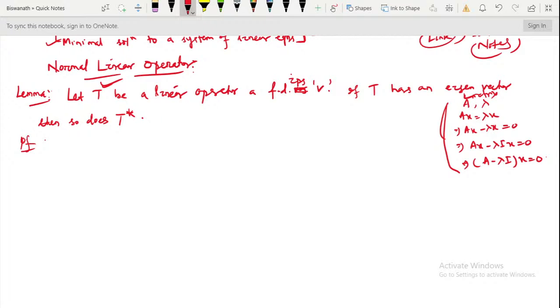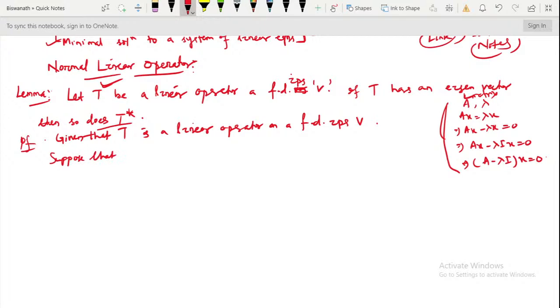Now comes its proof. Given that T is a linear operator on a finite dimensional inner product space V, T has an eigenvector, and we have to show that T star also has an eigenvector. So suppose V is an eigenvector of T.